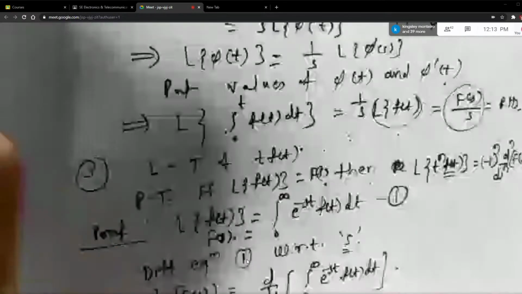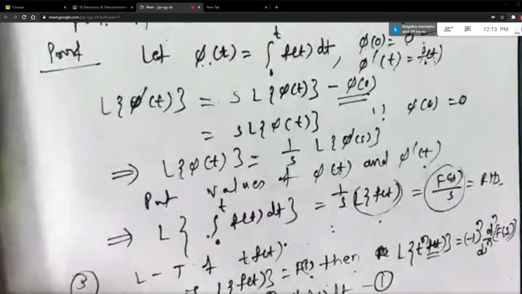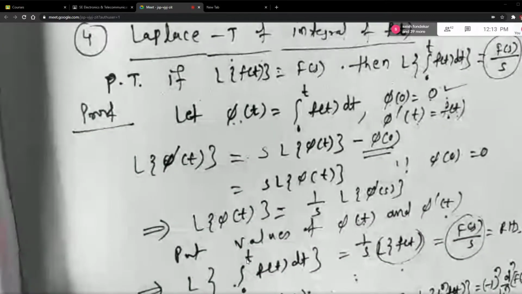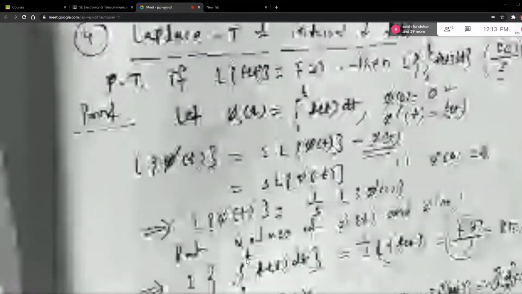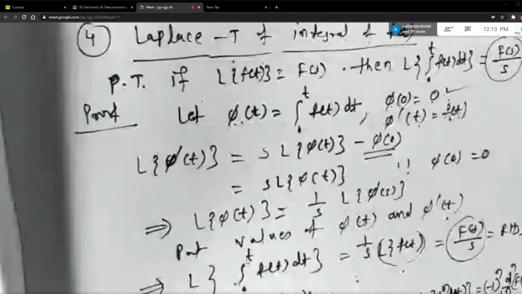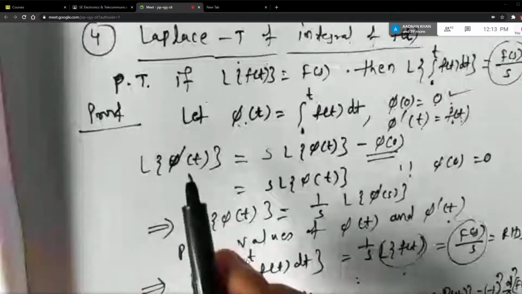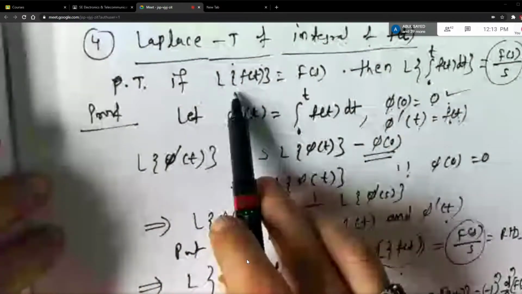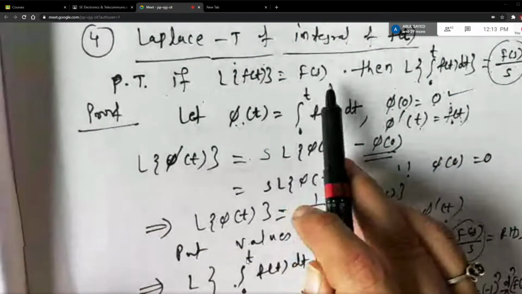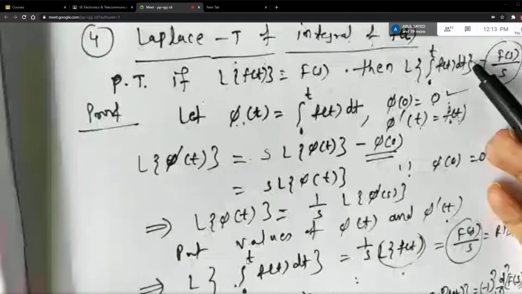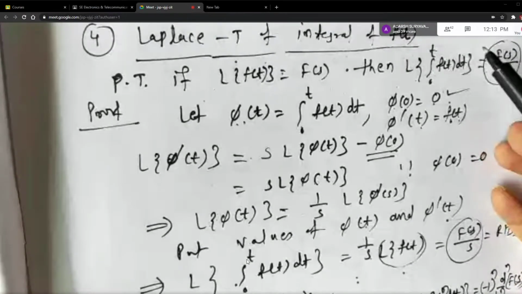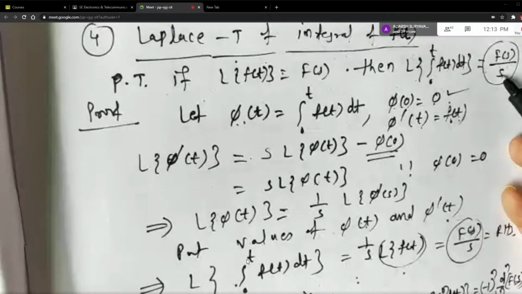Now the next formula is Laplace of integral. As I mentioned to you, these formulas we have already used to solve problems. Now Laplace of integral, the question will be like this: prove that if L of f of t is equal to F of s, then L of integral f of t dt from 0 to t is equal to F of s upon s.